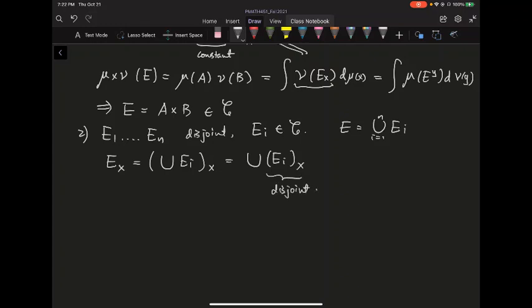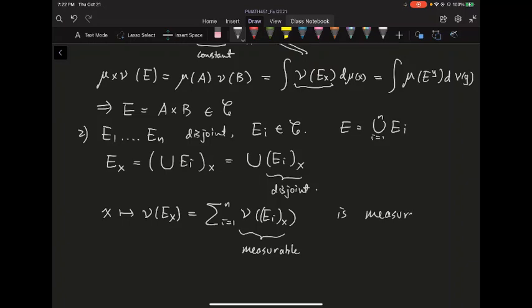All right, so the map where you map x to nu of Ex, nu of Ex is just the finite summation of nu of these Eix. And each of these nu of Eix is a measurable function. So your map from x to nu of Ex is a sum of a bunch of measurable functions, so this one is measurable. And you do the same thing for y. I'm not going to write it.